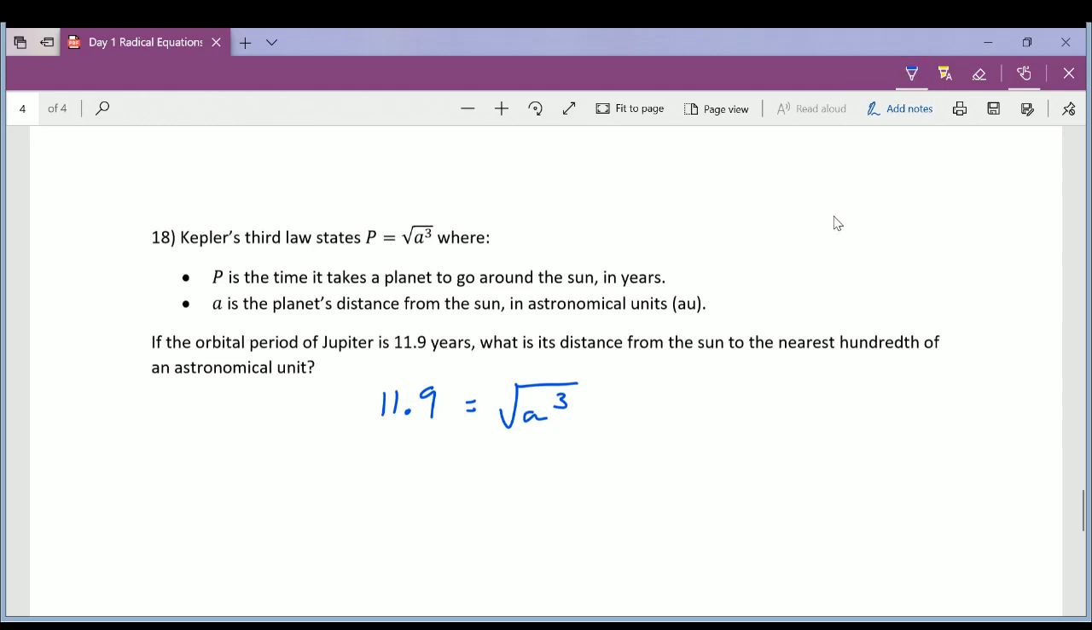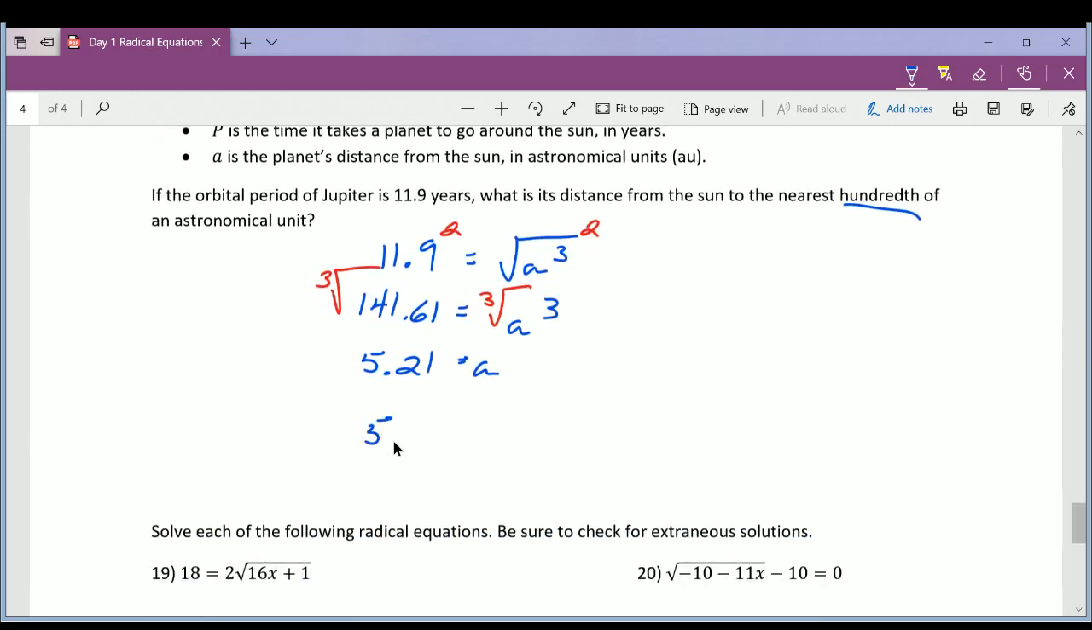Okay, you'll start by squaring both sides. That gives us 141.61 is A to the third. And now going back to what we've done in the past, we need to get rid of that cube. So we're going to cube root both sides. Okay, and the cube root of this guy right here, you can just put it in your calculator, is going to be approximately 5.21 to the nearest hundredth. And that is our A. So we're talking about 5.21 AU, or astronomical units.